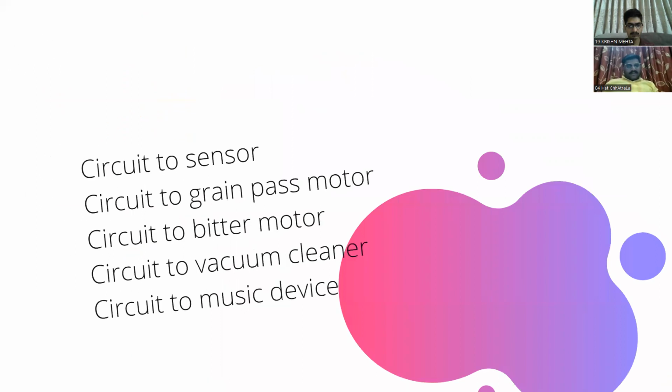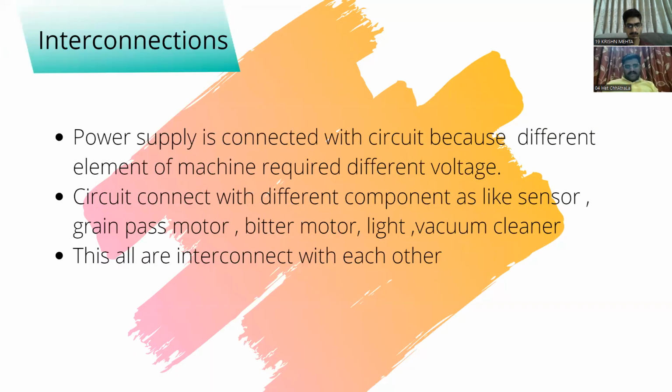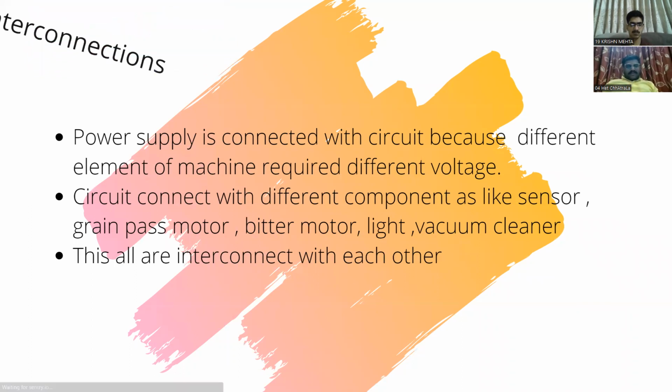So what is the interconnection in the flour mill machinery? Here we can see that the power supply is connected with the circuit because the different elements of the machine require different voltages. The circuit connects with different components like the sensor, grain pass motor, beater motor, light, vacuum cleaner, etc. These are all interconnected with each other. So this is all about the flour mill machinery.